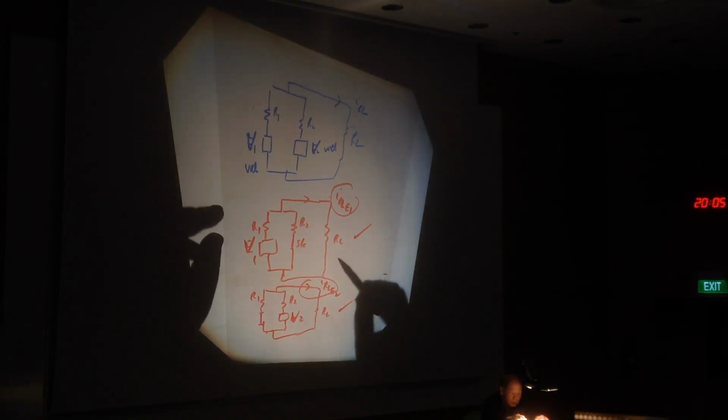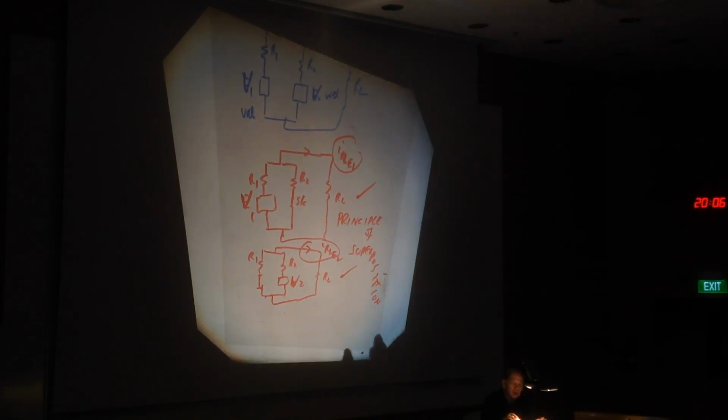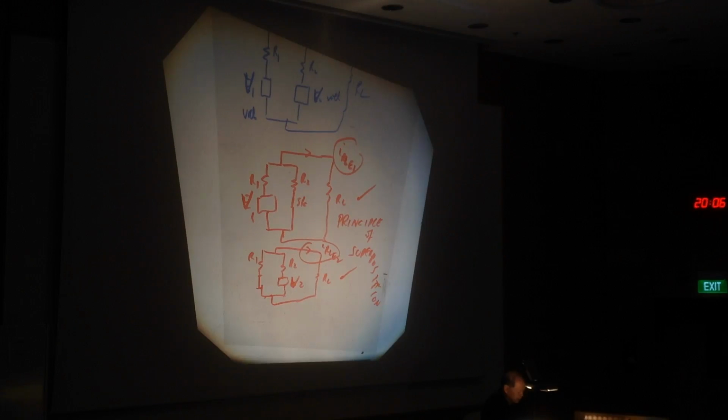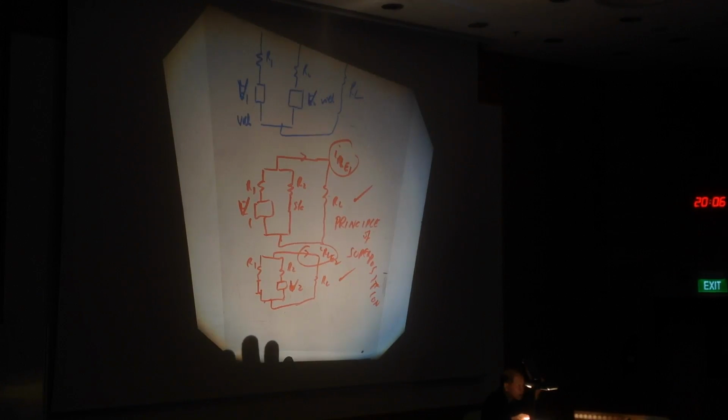That's the principle of superposition. The principle of superposition assumes that when you find the effects of one source, the other one doesn't act, it's out. And you proceed in turn. In this case, there are two of them.